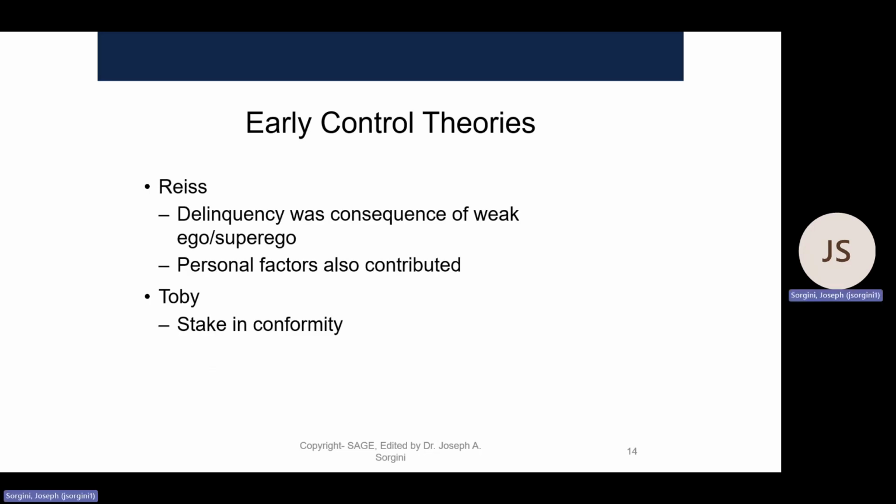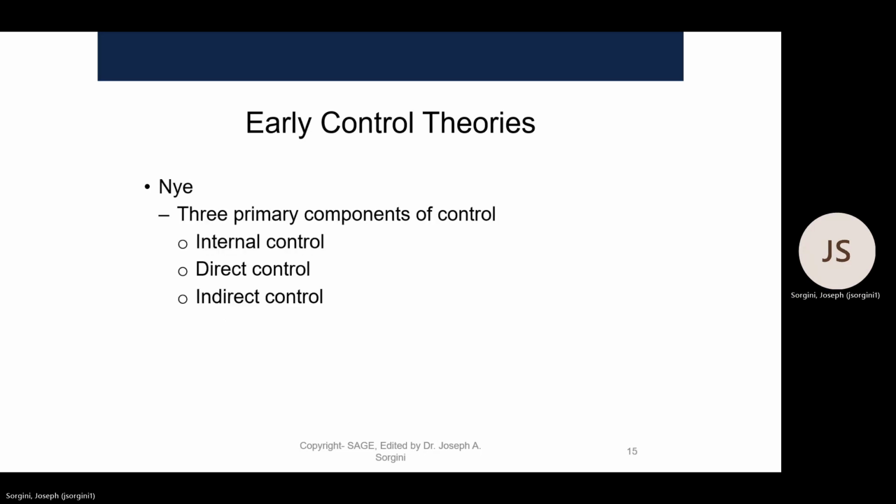Reiss looked at it as the same extension of Freud's idea of the ego and the superego, and basically argued that it was a consequence of one of them being weak. Toby looked at, as we state here, that you actually have a responsibility as a human being to conform in some measure. And when you don't conform, what happens is you're going to lose your place in society. And your response to losing that place will also measure out your stake in conformity. And then Nye talked about the ideas of control.